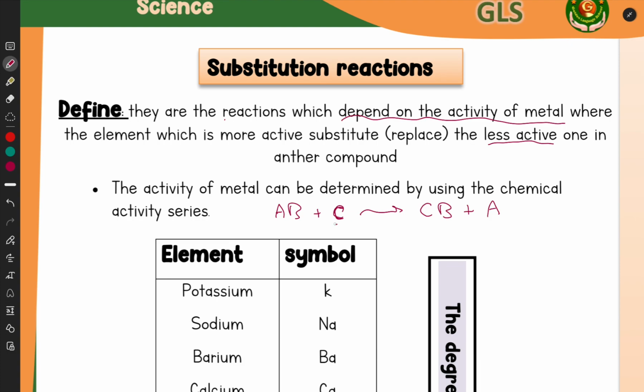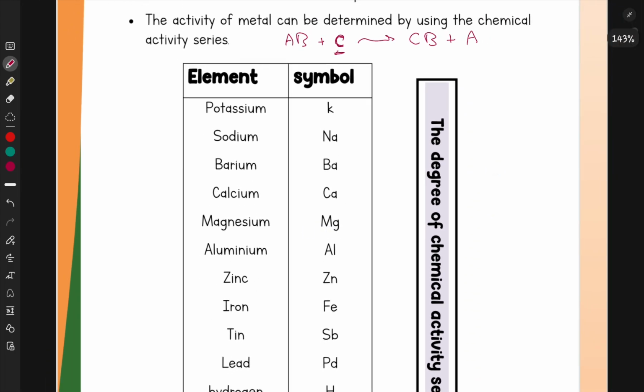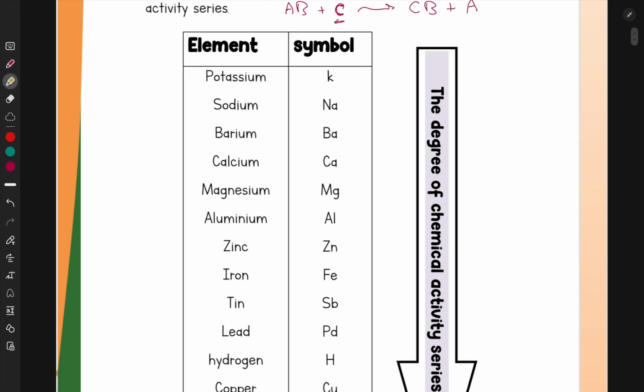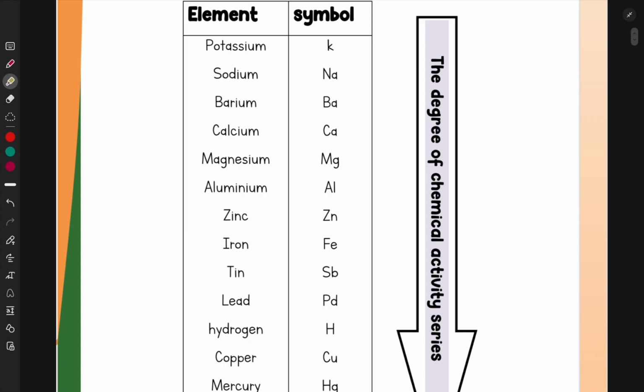A chemical substance substitutes another chemical substance, but of course we have a very important rule: the substance that substitutes the reactant must be more active than the other substance. Of course, we have something called the chemical activity series, or activity of metals. In the chemical activity series, we arrange the metals according to their activity in descending order, from the most active one to the least active one.